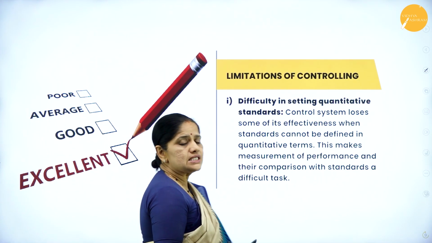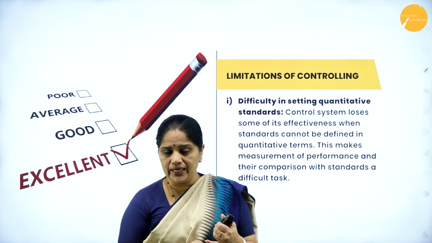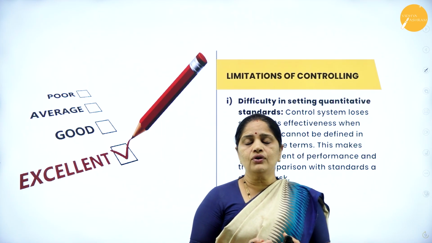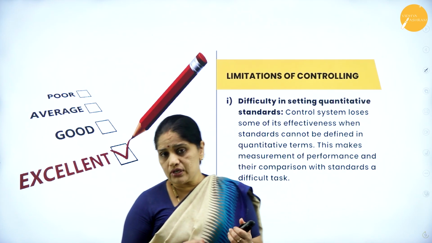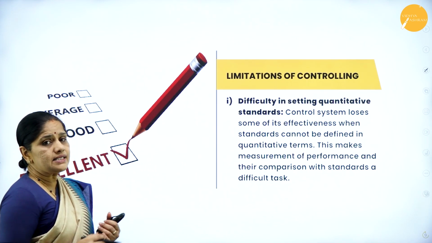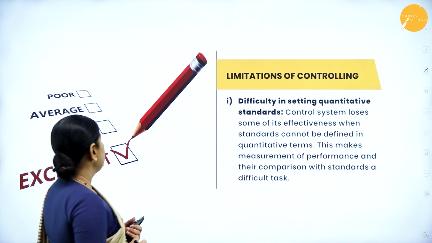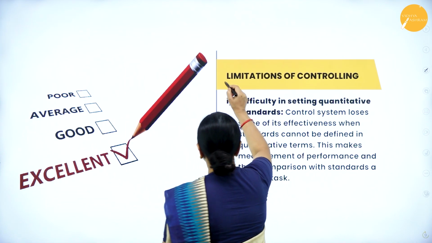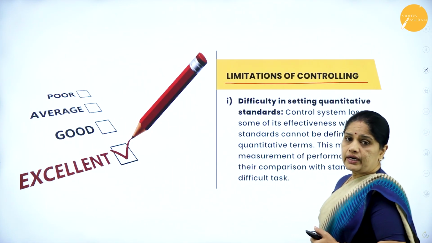Now, we have just studied the importance of controlling. You can expect a 4-mark question from the importance of controlling. Then, the next important topic here is limitations of controlling. Now, what are the limitations of controlling?